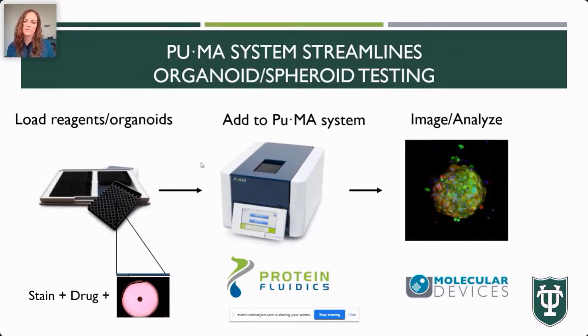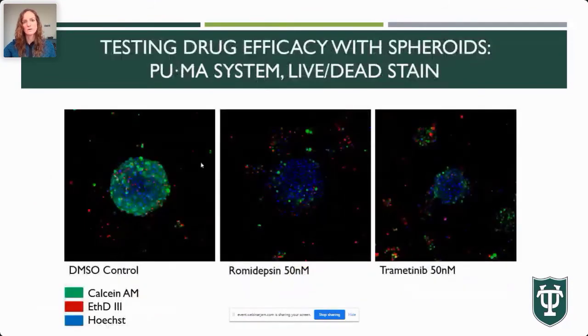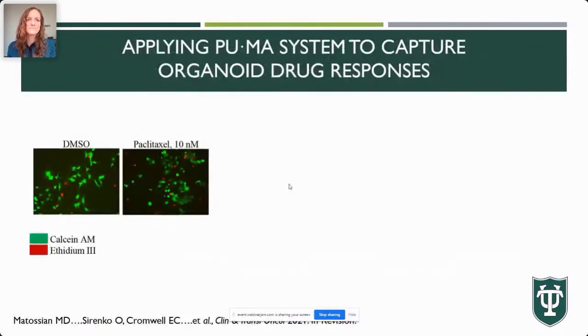And these images were performed with Molecular Devices in California, and really get these beautiful in-depth pictures of organoids. So this transformed how we looked at testing drug efficacy with our spheroids or organoids. This is one of the earlier images we obtained with the PUMA system and Protein Fluidics. This is that live dead viability stain with some targeted inhibitors. So really just showing that you can see on a single cell level how drugs affect organoids, or cells that comprise an organoid.